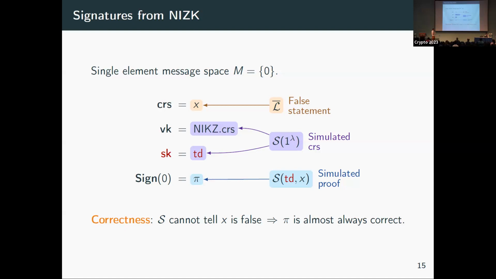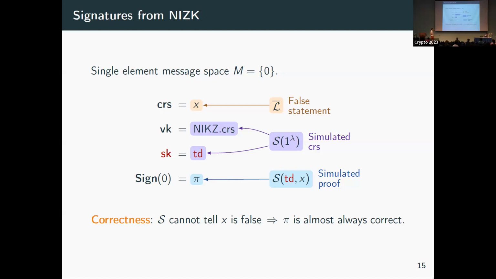First, a minor note: we need to define signatures in a model where there is also a CRS that is generated even before the signer produces the verification key and signing key. This is just a technical detail, so don't care too much about it. The CRS, which is part of the verification key if you want, is just a false statement. The verification key and signing key are a fake CRS and a trapdoor generated by the simulator for the NISIC. And a signature for the only message in the message space is going to be a simulated proof.